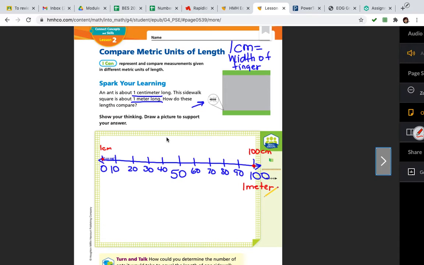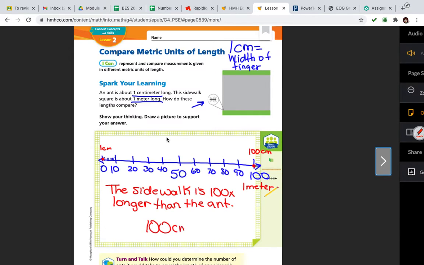So we could say the sidewalk square is 100 times longer than the ant. The sidewalk is 100 times longer than the ant, because it takes 100 centimeters to equal 1 meter. Okay, on the next page.